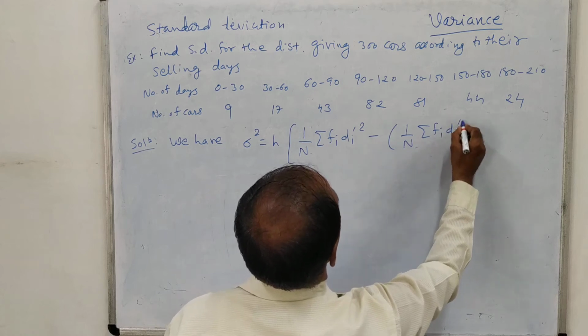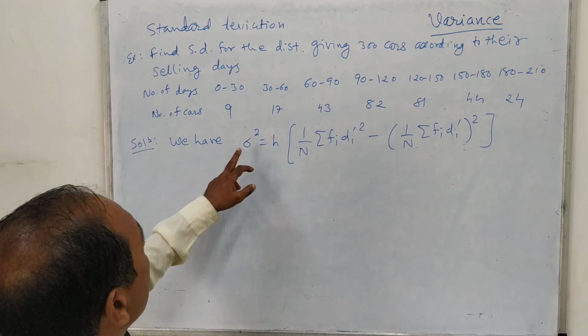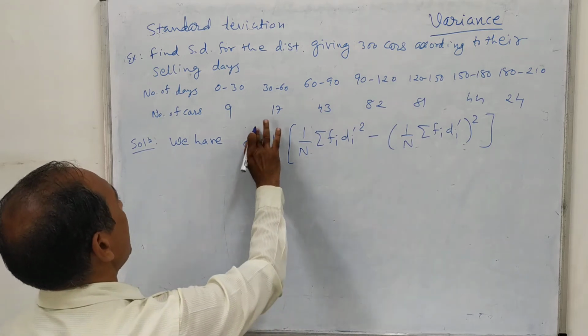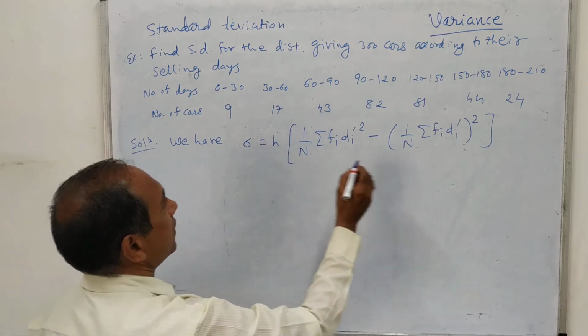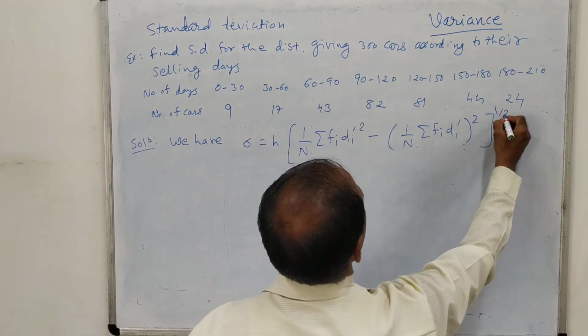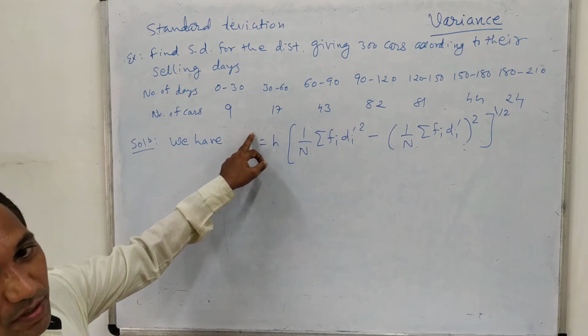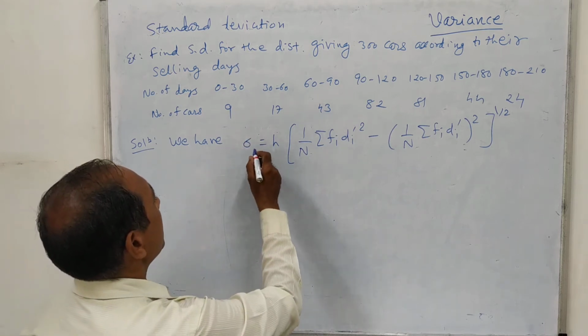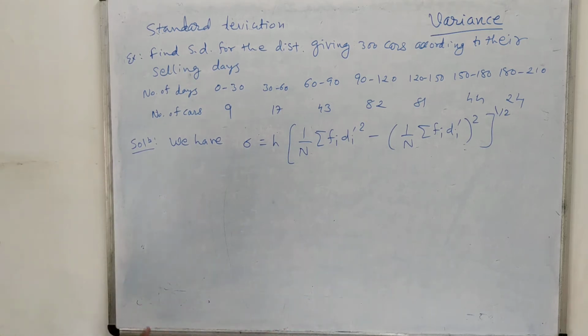di dash whole square. Okay, so this is the formula of sigma square. When we use sigma square, then here we should write down h square, because in the original formula we have written 1/2 and here we have written h only. So if we want to use sigma square, then we should write down here h square, because squaring on both sides is h.